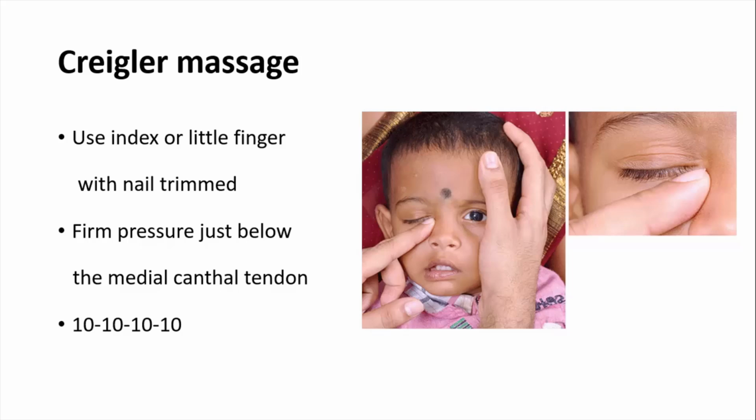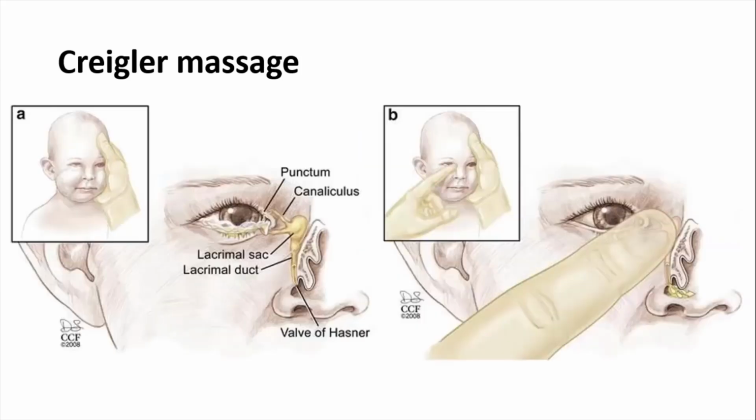A firm pressure is applied just below the medial canthal tendon where the lacrimal sac is present, and by preventing the discharge coming out from the common canaliculus, we can give slight pressure near the common canalicular area and press from above downwards. We have to give at least 10 compressions 4 times a day, and it is the pressure given on the sac which actually opens up the duct. So this is the correct way to do it.